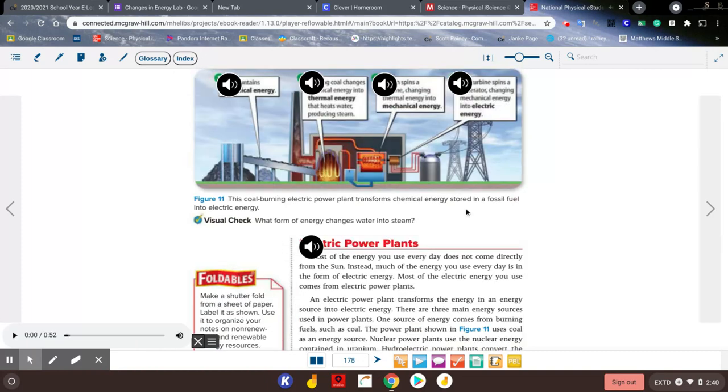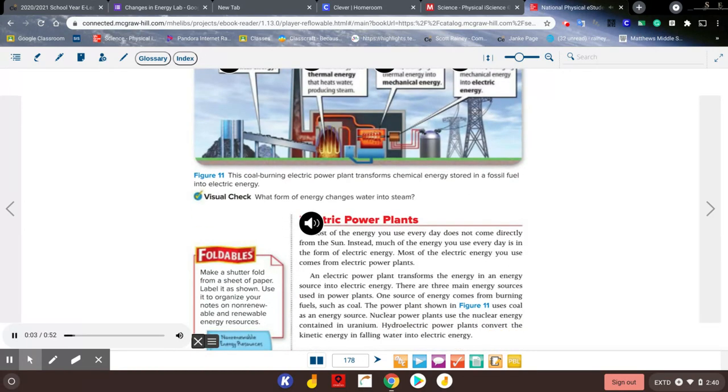Electric power plants. Most of the energy you use every day does not come directly from the sun. Instead, much of the energy you use every day is in the form of electric energy. Most of the electric energy you use comes from electric power plants. An electric power plant transforms the energy in an energy source into electric energy.